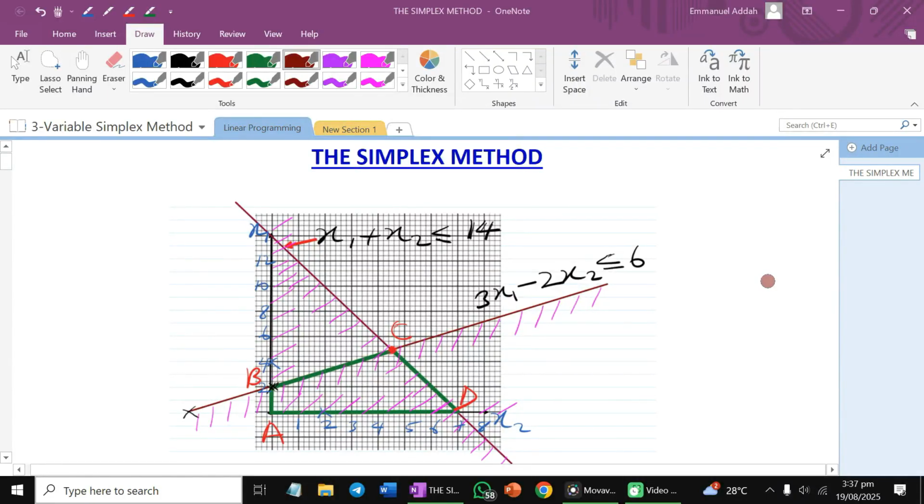We want to treat the simplex method. Now, the simplex method is a way of maximizing profit or reducing cost, either cost of production or cost of transportation, as the case may be. Before we start, let us have some explanations on that.